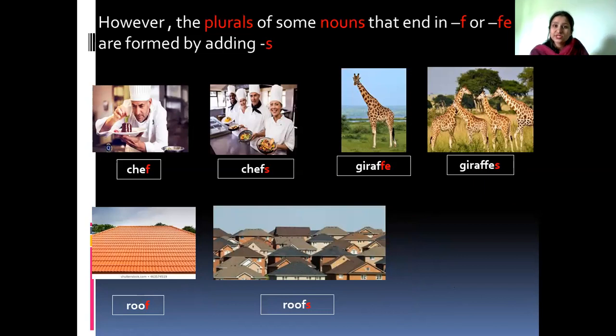C-H-E-F, chef. Chef means who cooks yummy food. The last letter of the word is F, but here we cannot drop the F and join VES because these are the naughty words. So we have to join S only. Chef, chefs, giraffe, giraffes, and roof, roofs.